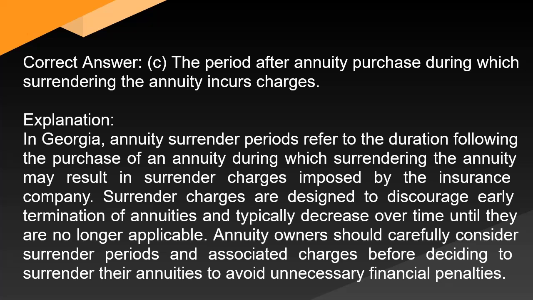Correct answer. C. The period after annuity purchase during which surrendering the annuity incurs charges. Explanation. In Georgia, annuity surrender periods refer to the duration following the purchase of an annuity during which surrendering the annuity may result in surrender charges imposed by the insurance company. Surrender charges are designed to discourage early termination of annuities and typically decrease over time until they are no longer applicable. Annuity owners should carefully consider surrender periods and associated charges before deciding to surrender their annuities to avoid unnecessary financial penalties.